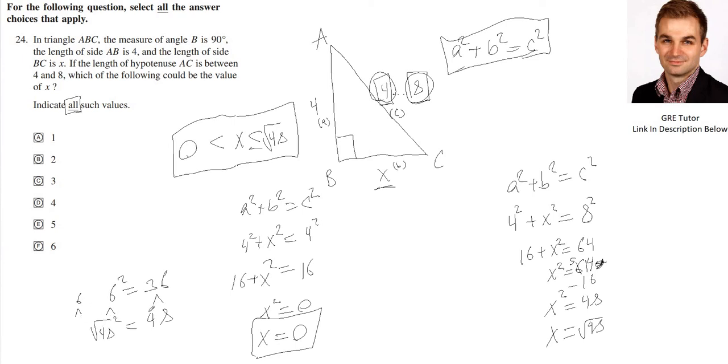Alright, so whatever the square root of 48 is, 6 is actually smaller than it. So now we know that every single one of these numbers fits, 1 through 6. So our answer is going to be A, B, C, D, E, and F, or all answers.